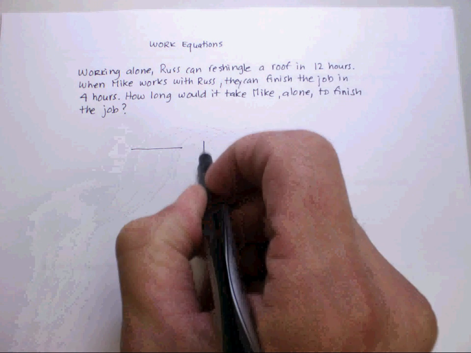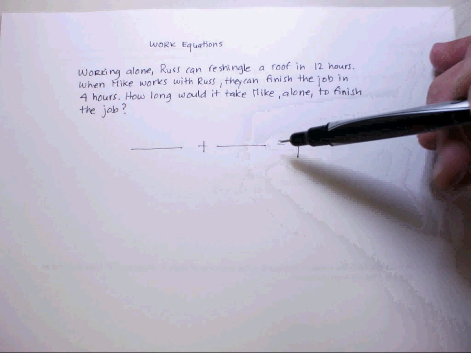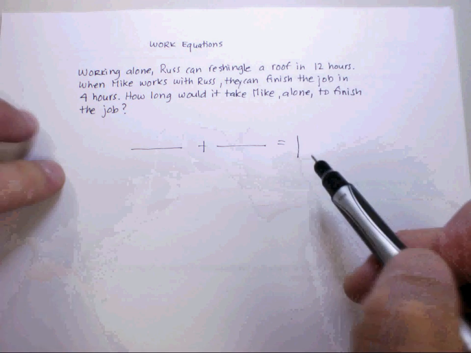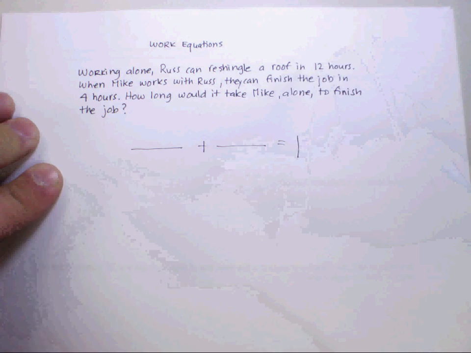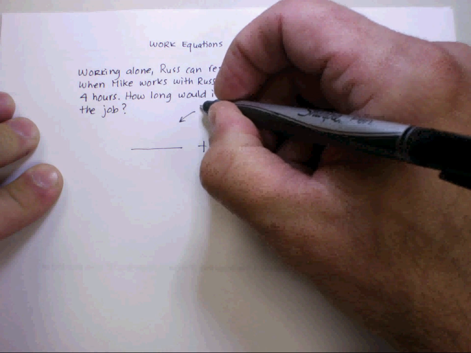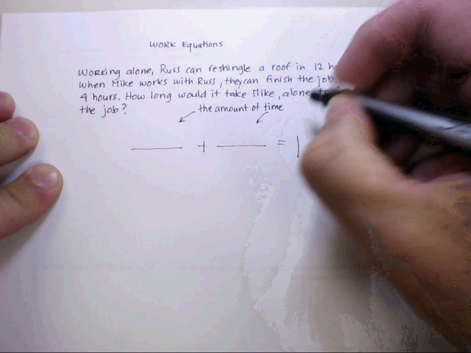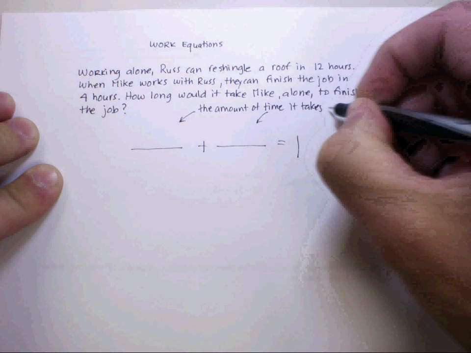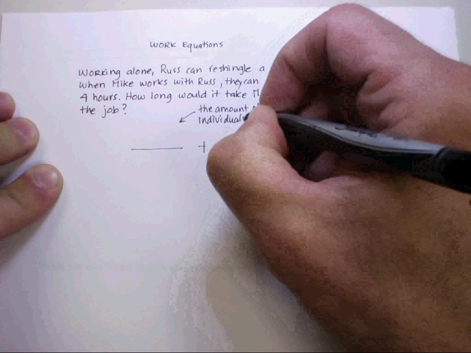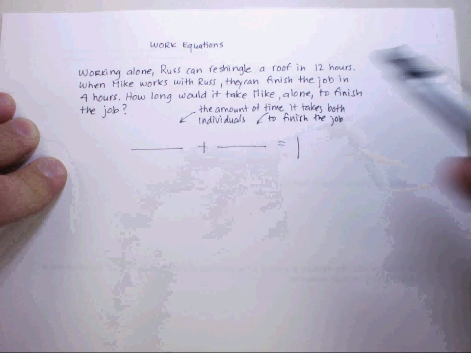The nice thing about work equations is they all follow this format. Okay? Some type of a fraction plus some type of a fraction is always equal to 1, or one job completely finished. Now what do you put in these 4 spots? And that's what you have to figure out from the information given to you. What goes in the numerator, into both of them actually, it's the same numerator, is the amount of time it takes both individuals to finish the job.